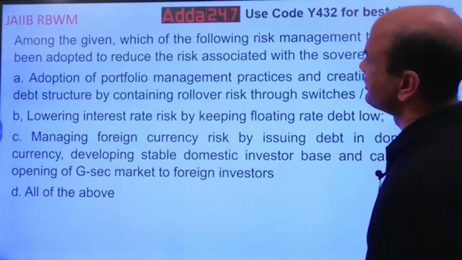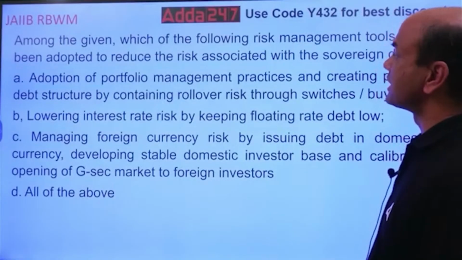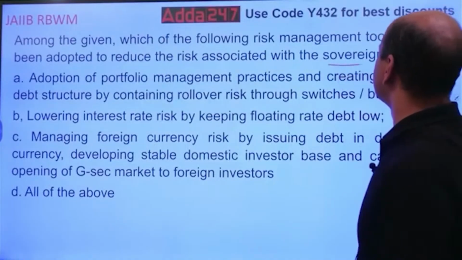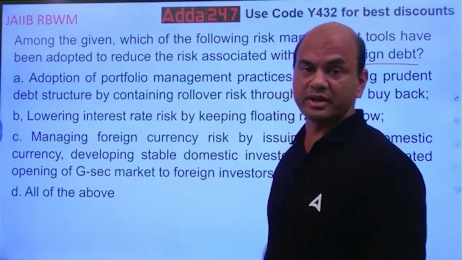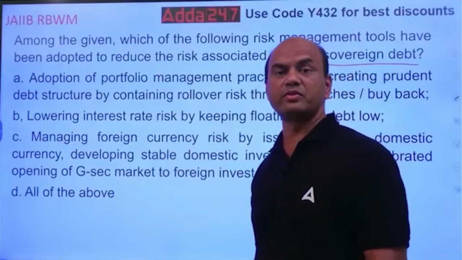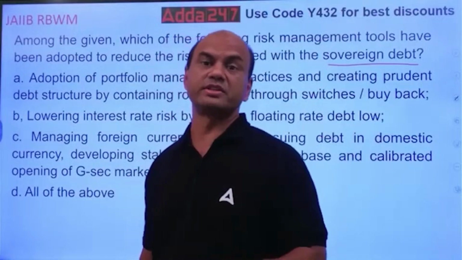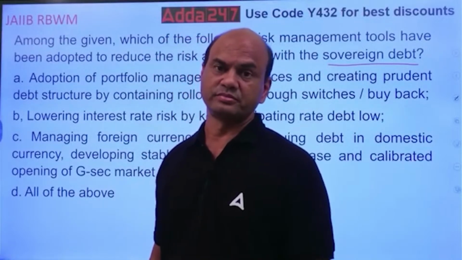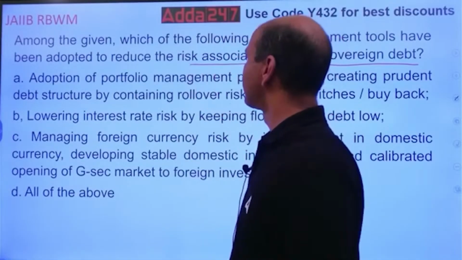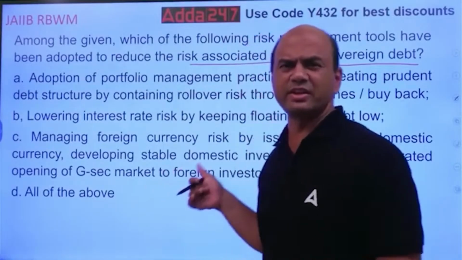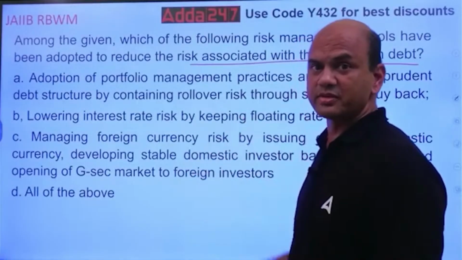Among the given, which of the following risk management tools have been adopted to reduce the risk associated with sovereign debt? Difficult one, huh? This is JAIIB level, it's really difficult. Sovereign debt. What is sovereign? Sovereign means government. Sovereign rating is always given to the governments. I'll just read this because this will hardly come in the exam. This won't be there at JAIIB level. This is a CAIIB level question.